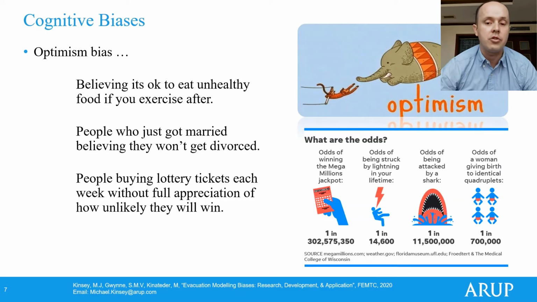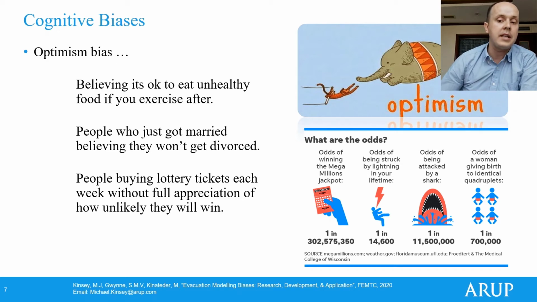Now, cognitive biases are extremely common, and I'm just going to give some examples here. So, optimism bias is one of the most common biases. So, I've got some examples here. It's believing it's okay to eat unhealthy food if you exercise after, when that's a lack of appreciation for just how much more exercise you would need to do, say, to burn off that slice of chocolate cake. There's a lack of appreciation of that.